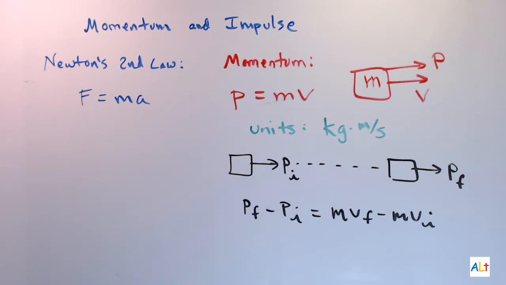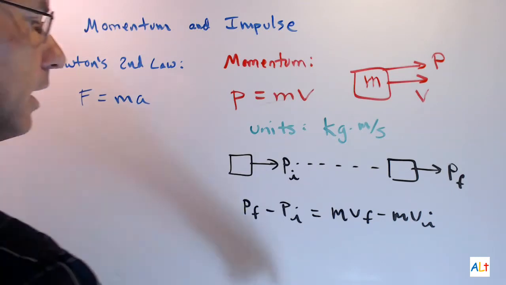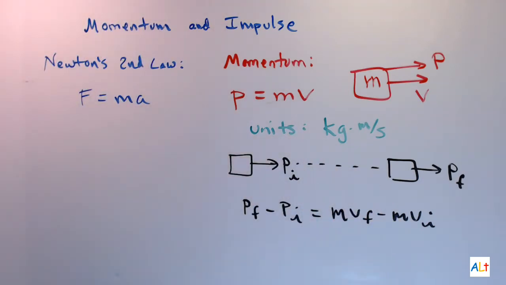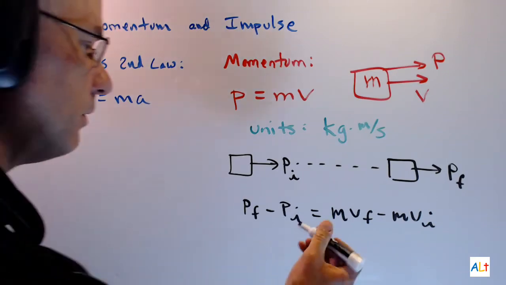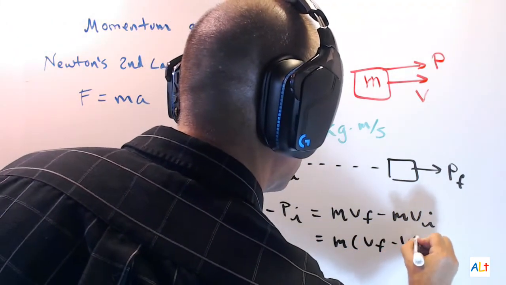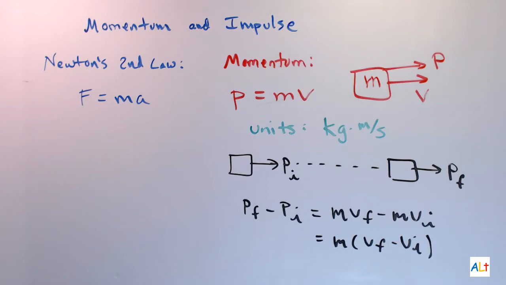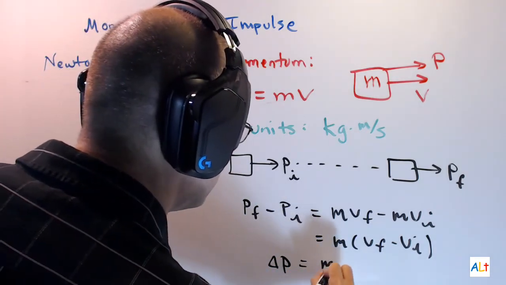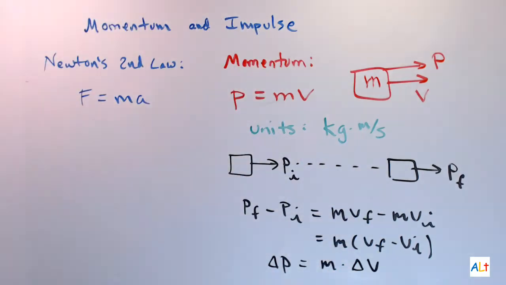Now I just made an important but subtle assumption here. I assumed that the final mass was the same as the initial mass. That doesn't have to be the case. But if the mass is changing over time, then things get very complicated. At the beginner level, we'll just assume that it's constant mass. So if it's constant, we can factor out that mass. And of course, whenever you've got a final minus an initial, we can call that a delta. So the delta P is equal to the mass times delta V.